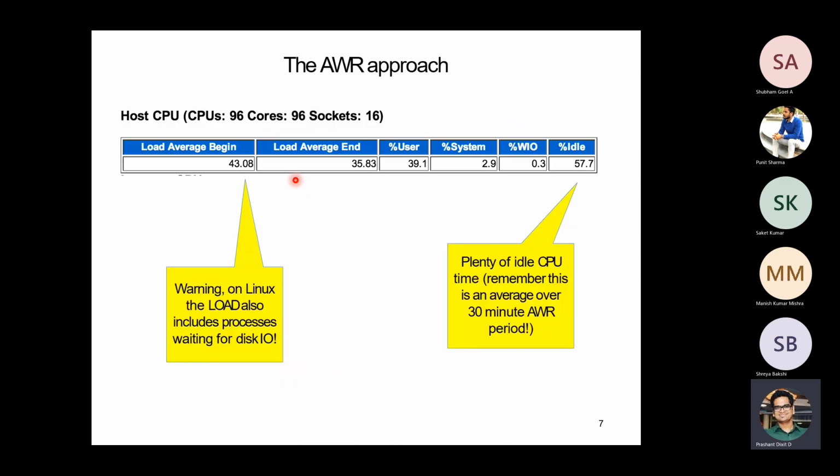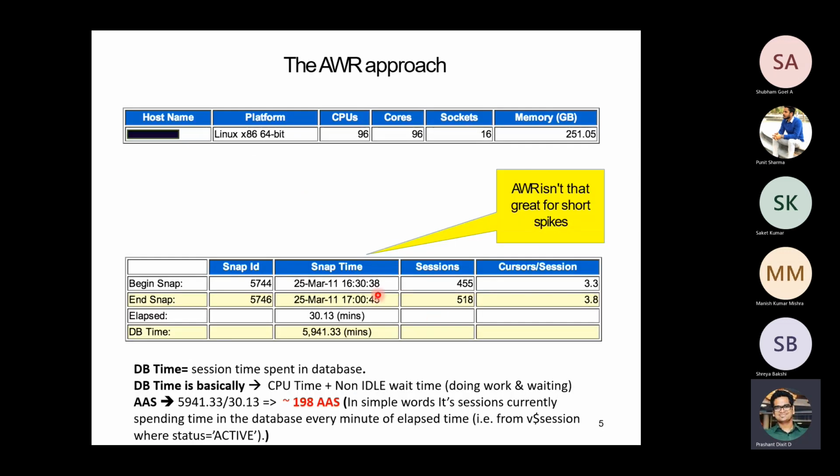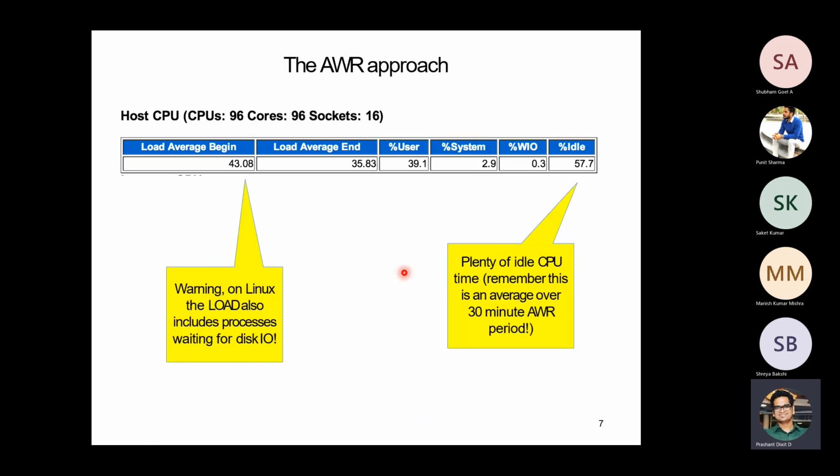Now, let me go back a bit. If you remember, this snap is from 16:30 to 17:00, so this is a 30-minute AWR report. Right at the beginning, at 16:30, the load average was 43, and at the end of those 30 minutes, the load was 35.83. Out of it, around 40% load was due to user sessions and system, which is hardly 3%. By the way, what are the user percentage and system percentage of the load?